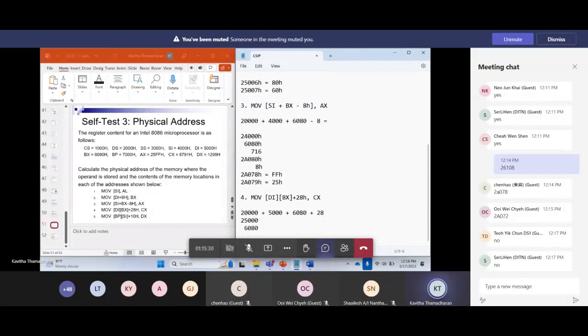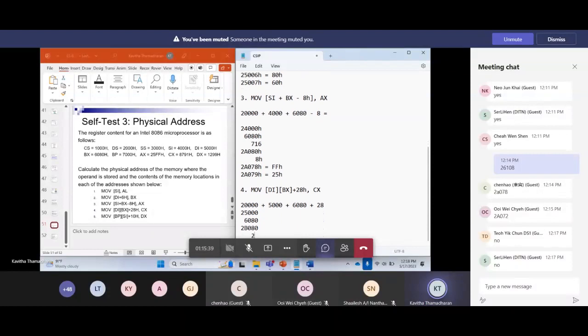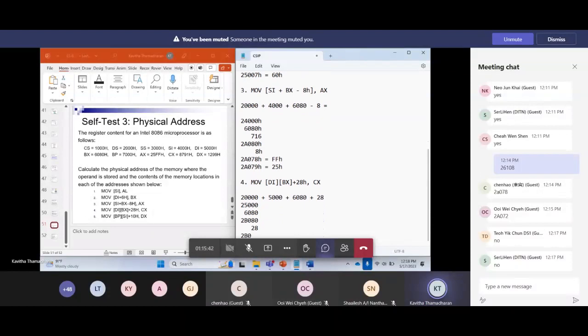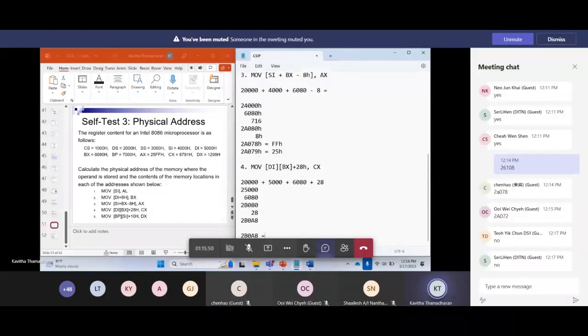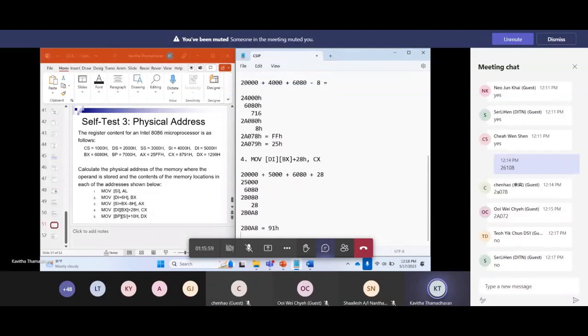So here I will get 5 plus 6 is 11, so B080 plus with 28. So I will get 2B0A8. Am I right? Okay, so in my 2B0A8, I will store CX, right? So CX here is 16 bits. So we store the least significant byte, which is 91. And then I plus 1, 2B0A9, I will store 87 hexa. Okay?